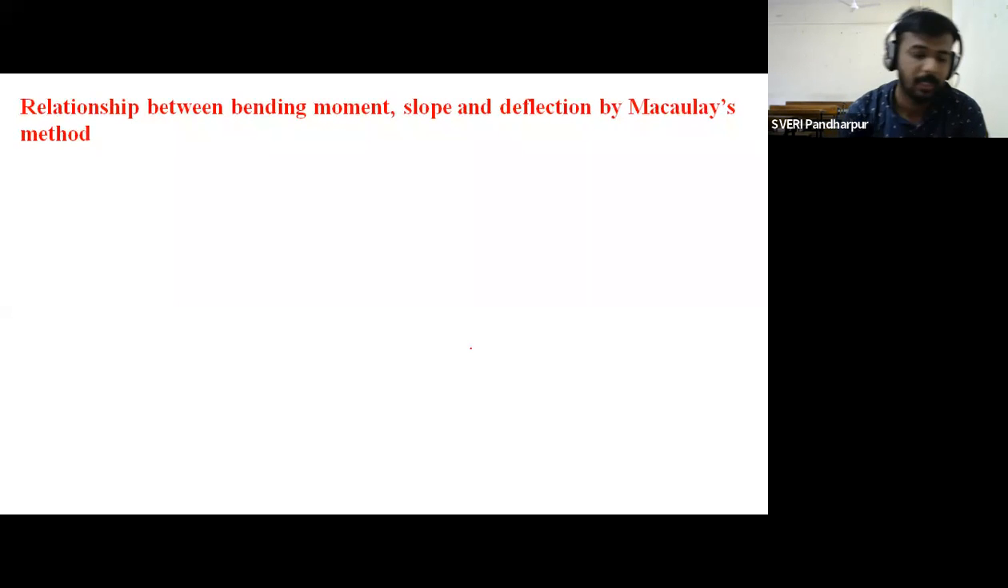Getting? Okay. So now after this we'll move to the last introduction part of this particular chapter, that is slope and deflection. So the relation between slope and deflection. You just put the title: relation between bending moment, slope and deflection by the Macaulay's method.